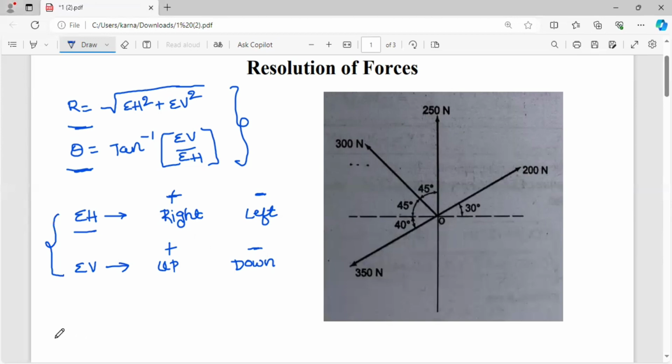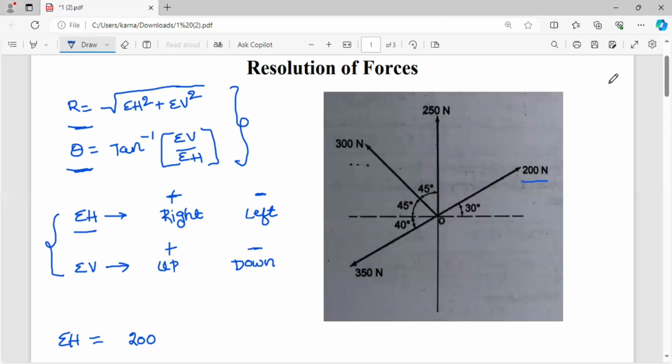So first of all, I consider sigma H equal to, coming to this one, first force 200 newtons. I am calculating sigma H. The force is acting in the right hand direction. Observe the arrow mark. The arrow mark shows the right hand direction. So positive sign. Next 200, it is the horizontal component.